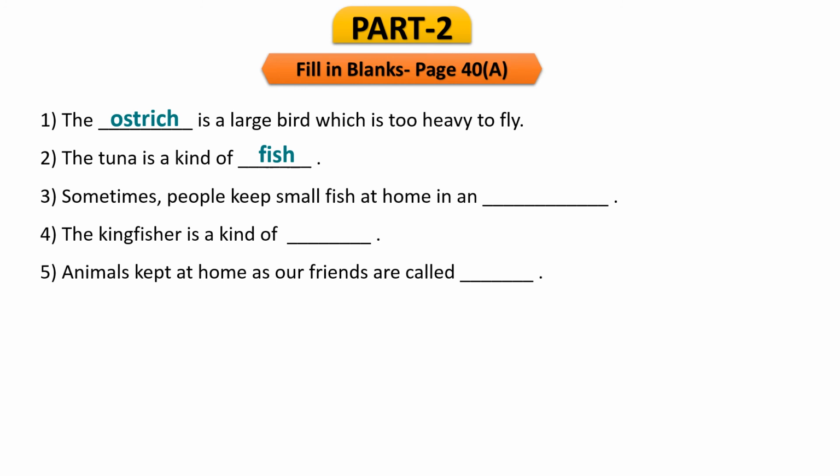Question number 4. The kingfisher is a kind of blank. We know that the kingfisher is a kind of bird and it loves to catch fish from the pond or from the river as well. Question number 5. Animals kept at home as our friends are called blank. Whenever we keep some kind of animals at our home and they stay like a member of the family, they are called a pet.